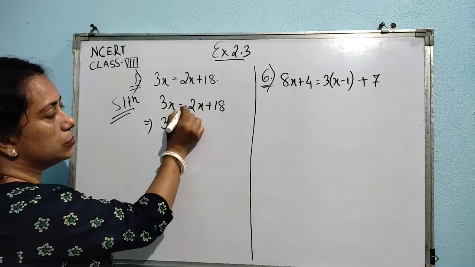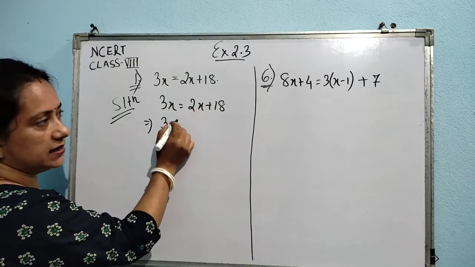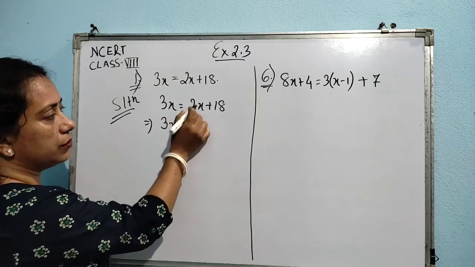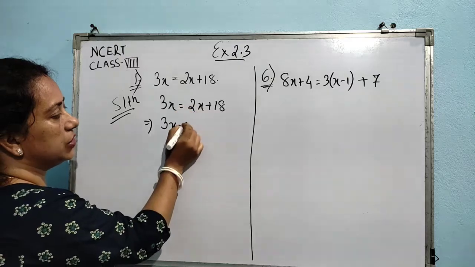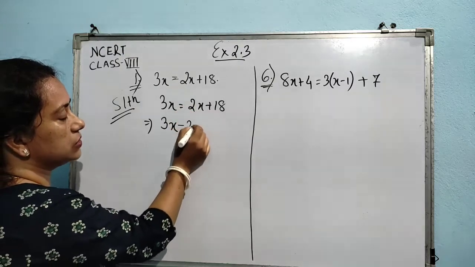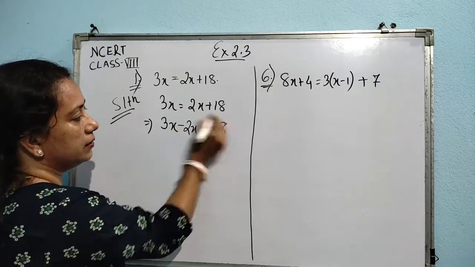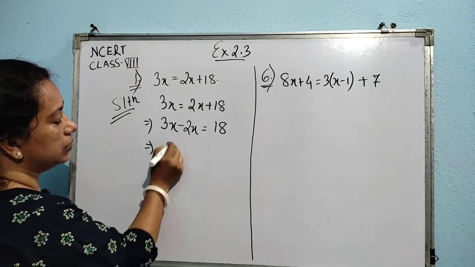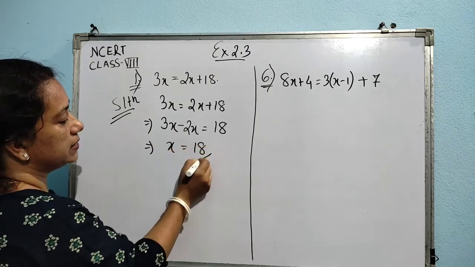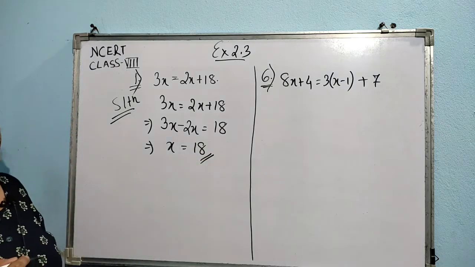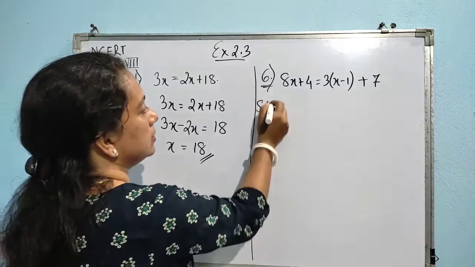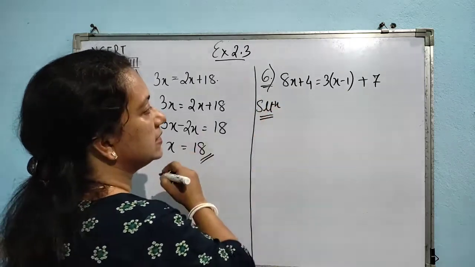So 2x is having plus sign, isn't it? So if it is coming to left hand side from right hand side, the sign will be changing. Plus 2x becomes minus 2x, and 18 is already there. So 3x minus 2x is going to give you x, that is equal to 18. Very simple, isn't it? Now let us move on to question number 6.